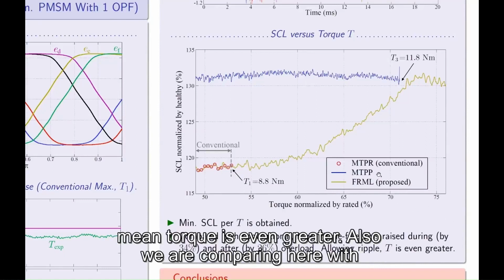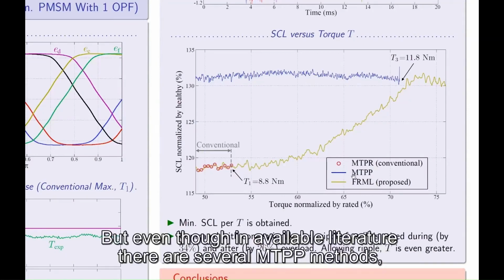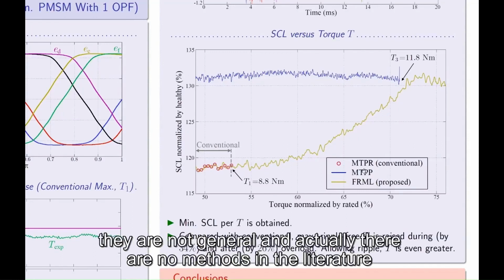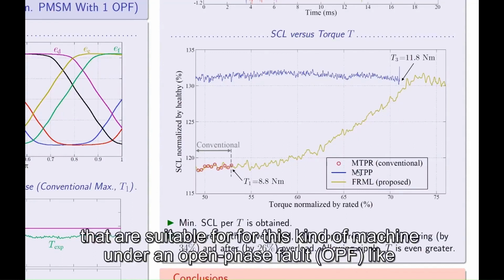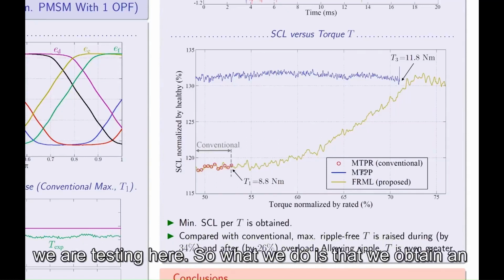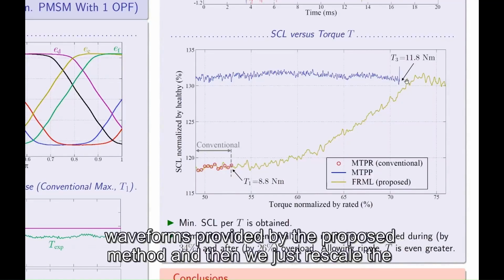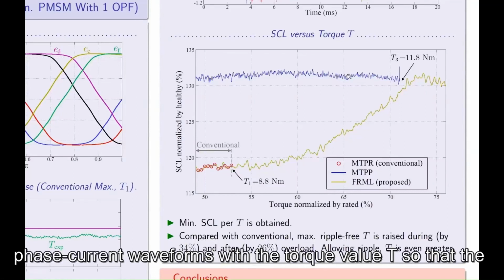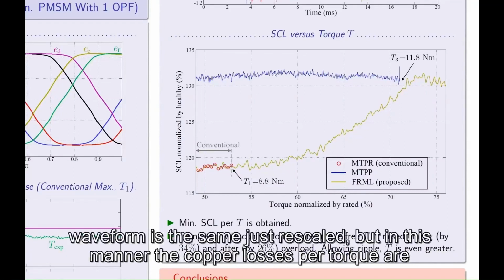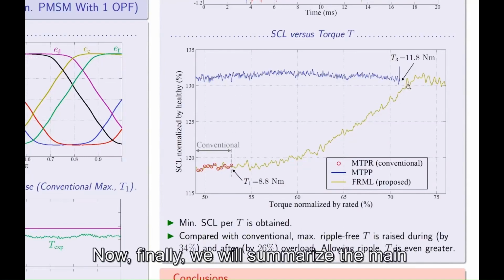And also we are comparing here with the maximum torque per peak method. But even though in the available literature there are several maximum torque per peak methods, they are not general, and actually there are no methods in the literature that are suitable for this kind of machine under an open phase fault like we are testing here. So what we do is obtain an equivalent maximum torque per peak method. It is based on the current waveforms provided by the proposed method, and then we just rescale these current waveforms with the torque value, so that the waveform is the same, just rescaled. But in this manner, the copper losses per torque are not minimized. So it's clearly worse than the proposal in terms of efficiency.